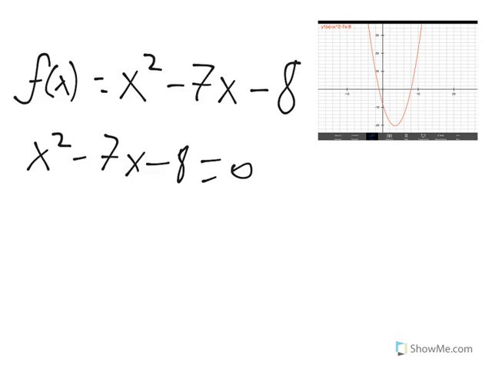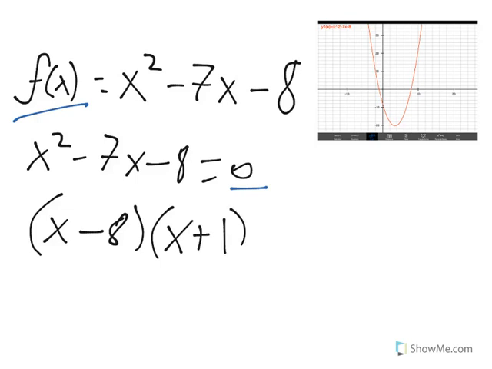This would give us values of x when y is 0, because we basically replace f of x here with 0. So this gives us x values when y equals 0. The way we can get the x values is by factoring it down. By using factorization, we can see that the function would factor down to x minus 8 and x plus 1 equals 0. And these are our two answers, so x equals -1 and 8.